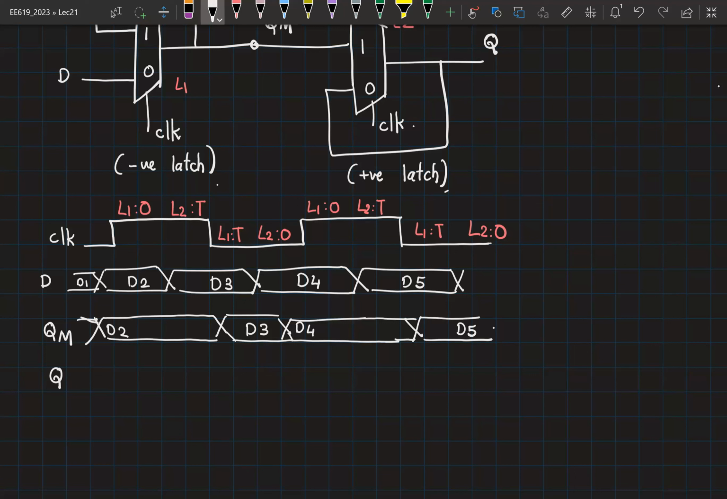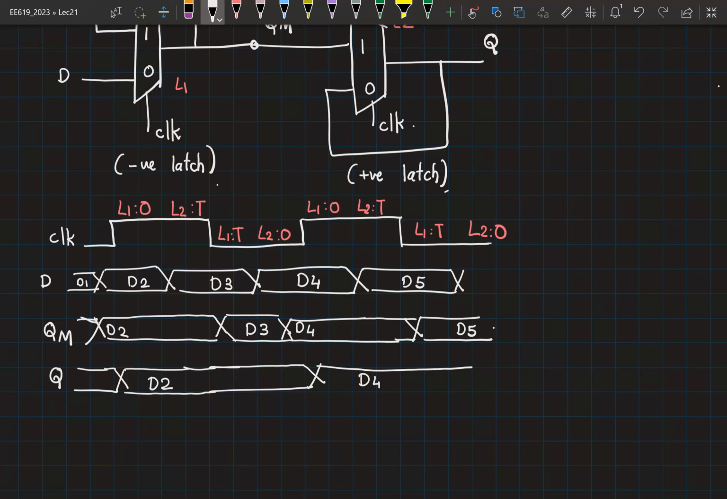For Q, QM is the input. We have to simply look at the state of latch 2. So latch 2 is transparent here. So at this clock edge, you have a transition. This is D2. At the falling edge, latch 2 has become opaque. Therefore, any change at the input doesn't come through to the output. And you have the next transition here, D4, and so on.